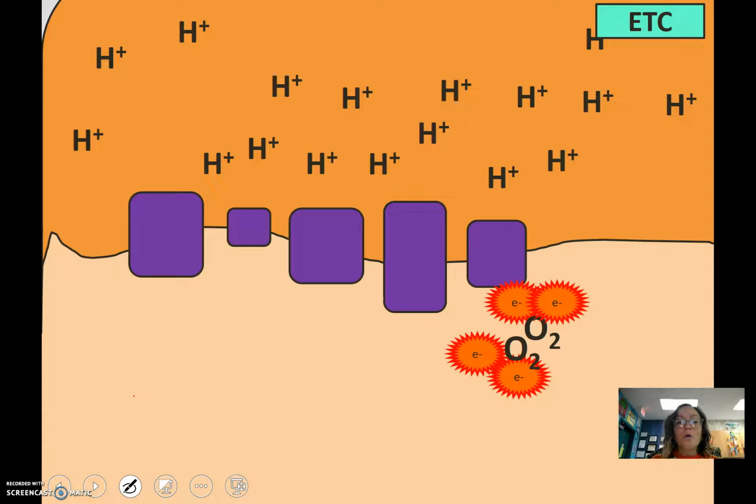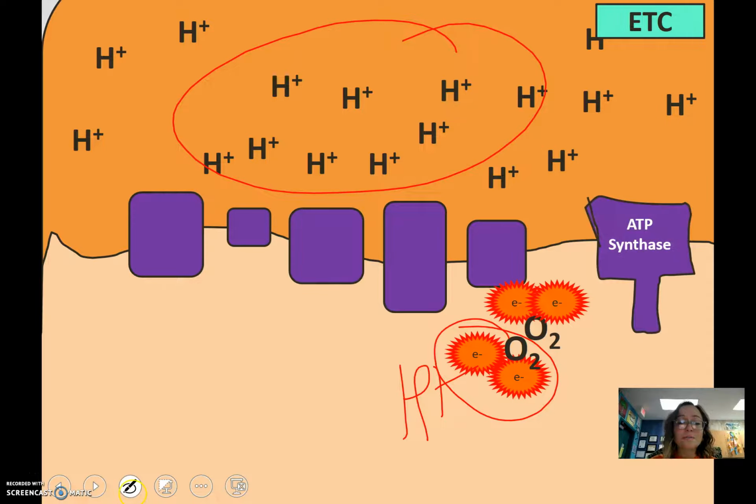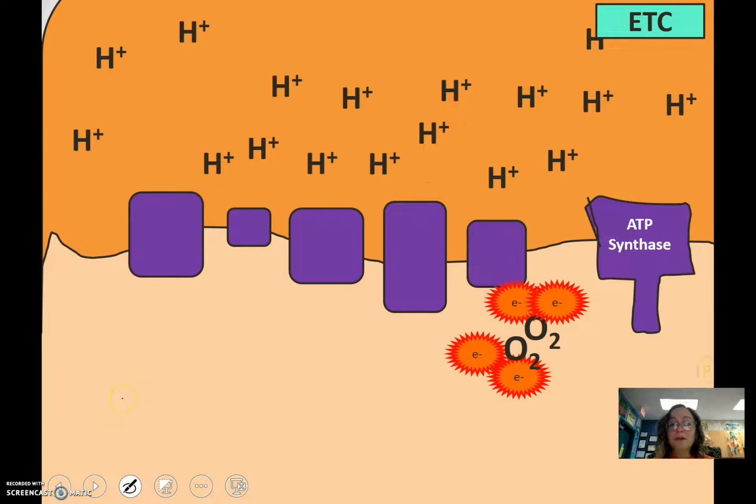All right, so as we keep on going, now logically, let's think about what we've seen in aerobic respiration so far. When a molecule gains electrons, it also gains a hydrogen. So when we look at this, we're thinking, well, the hydrogens are all stuck up here. How are they going to get through, right? And so we have a protein called ATP synthase. So ATP synthase is where the protons will flow through and make ATP.